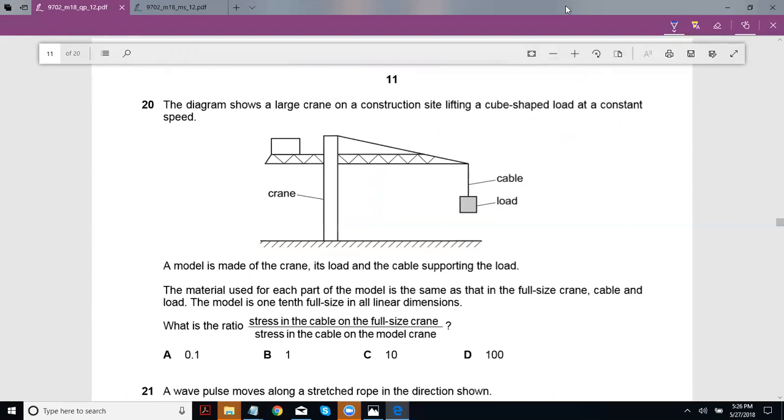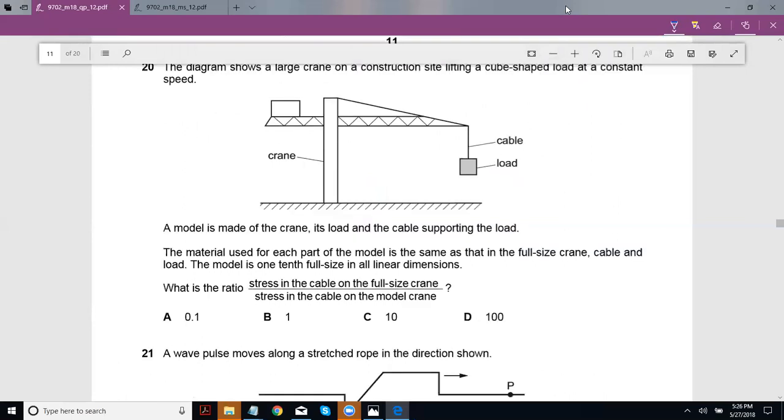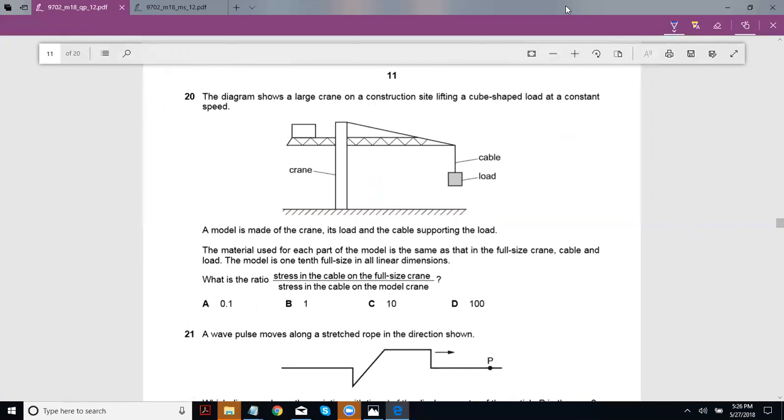The diagram shows a large crane on a construction site lifting a cube-shaped load at a constant speed. A model is made of the crane, its load, and the cables supporting the load. Okay, that doesn't look like a nice question. Okay, the material used for each part of the model is the same as that in the full-size crane, cable, and load. The material is the same. The model is 1/10 full size in all linear dimensions, and they want to calculate stress, the ratio of stress.